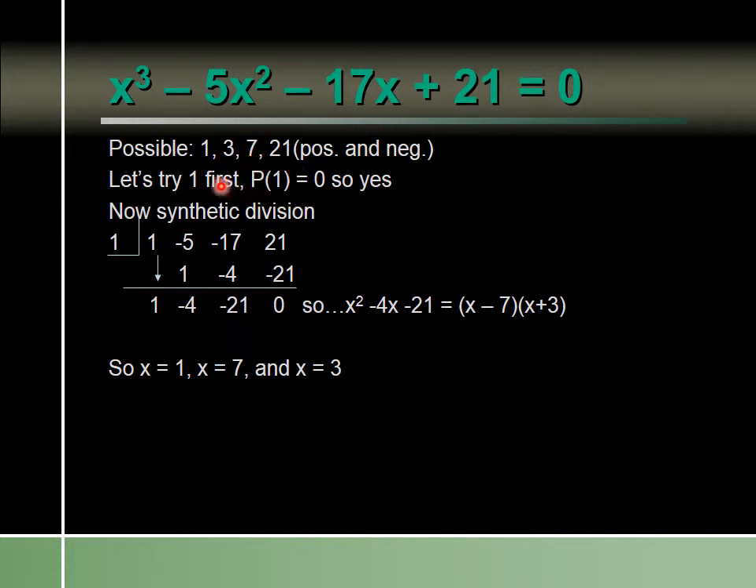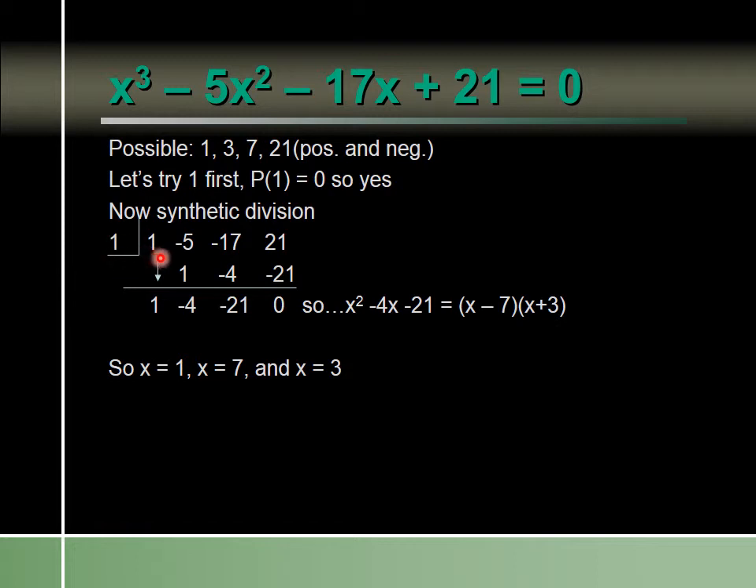So let's try 1 first. We're going to plug 1 into our equation. So 1 cubed minus 5 times 1 squared minus 17 times 1 plus 21 equals 0. So yes, we found one already. 1 as an a value works, okay? So now let's use synthetic division. 1 we know is a good a value.